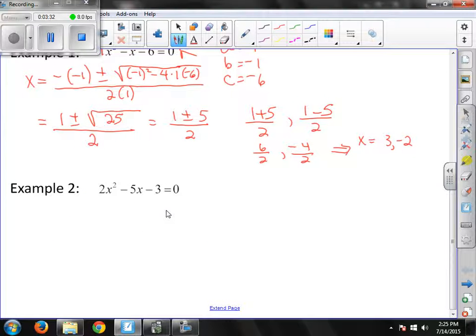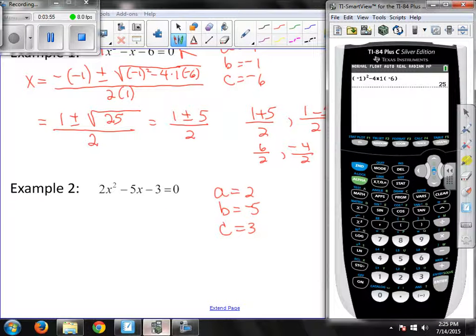Let's do example 2. This is another quadratic equation in standard form. I'm going to identify my a as 2, b negative 5, c negative 3. Now we can plug all of these into our quadratic formula and calculate our solutions. But let me show you on the calculator how it can help us do it. Again I'm going to go to Programs, and notice number 5, I have a quad program. So I'm going to select 5, enter.